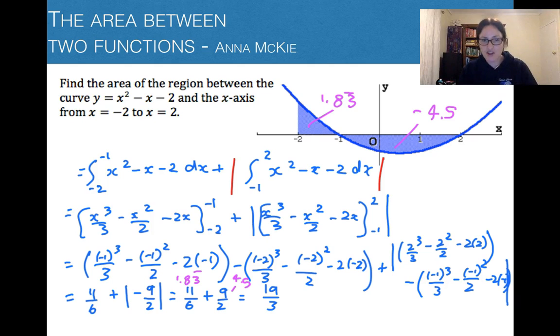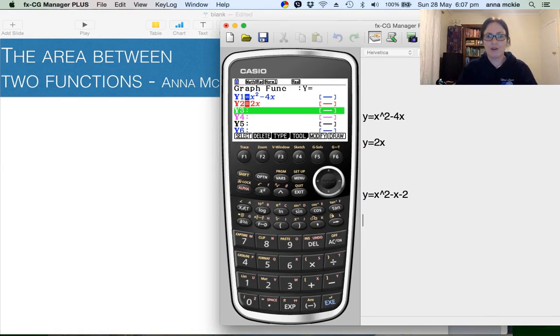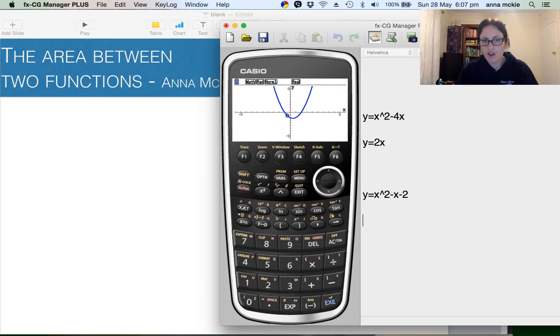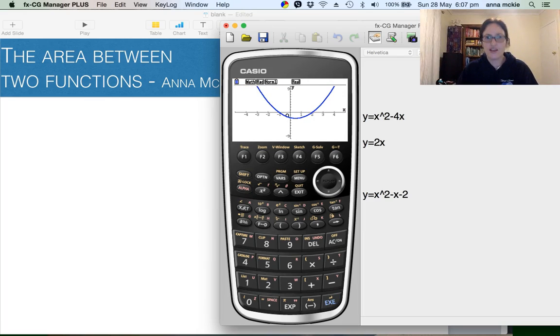So let's check this on our calculators. Right, so in graph mode, if we delete those ones, let's put in, here's the function x squared take x take 2. Let's have a look at our view window. Let's hone in, because we want it between -2 to 2. So I'm going to change my window to say what? -5 to 5. Yep, that'll do.